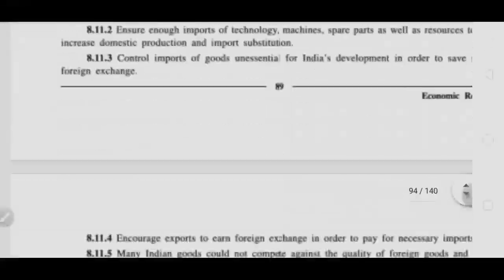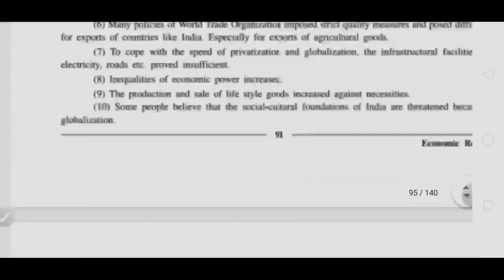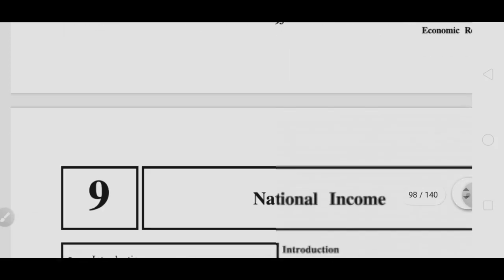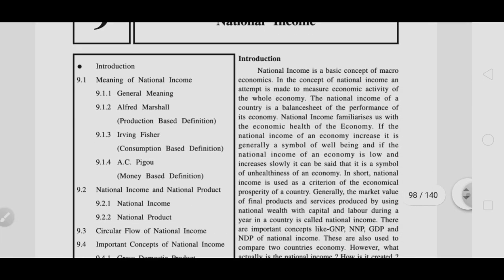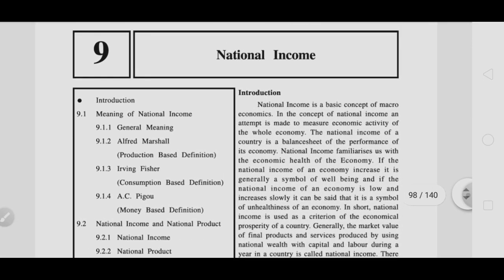Next one is chapter number 9, which is a very interesting and important chapter from the viewpoint of economics, because after completing your standard 12, whether you are going to join a CA course, or CS, or BCom, or BBA, each and every stream focuses on national income, because it is the most important concept of the subject economics. So here in this chapter, first of all we'll learn the general meaning of national income.